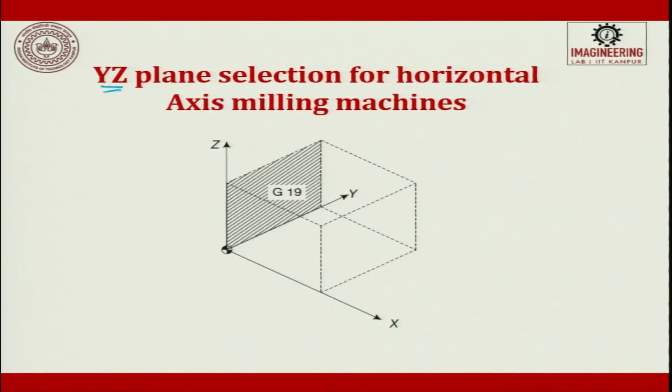So, YZ for a horizontal axis milling machine is G19. You see from machine to machine, horizontal to vertical axes, the planes differ. You have to define these planes. Then after defining this plane, in this plane you decide what operations are to be done, and then you can ask the machine to do them.